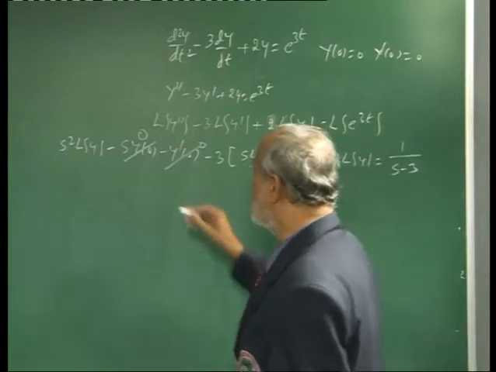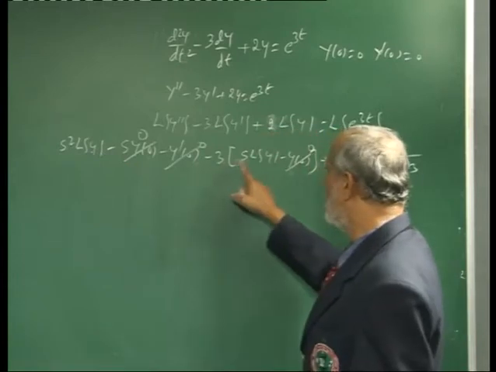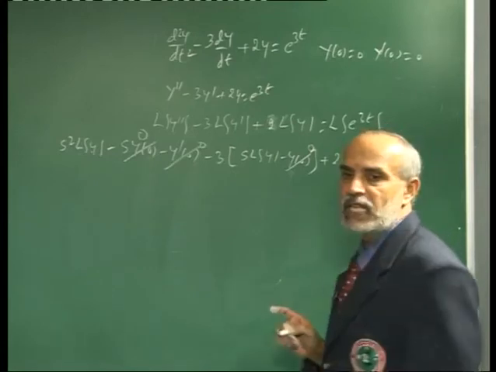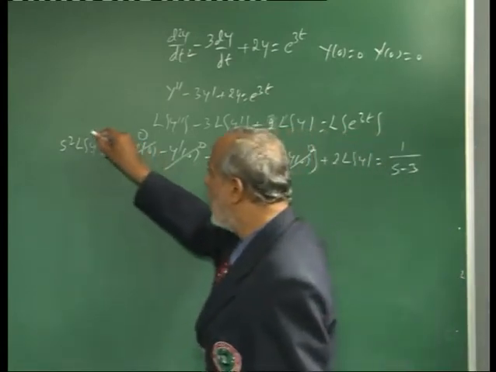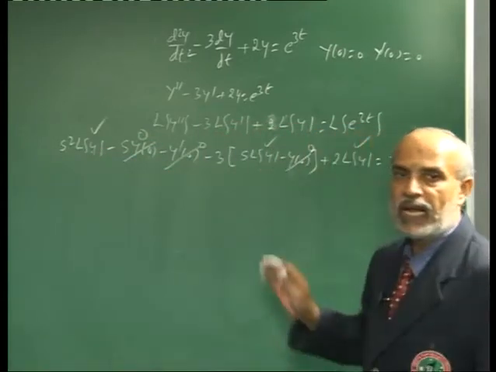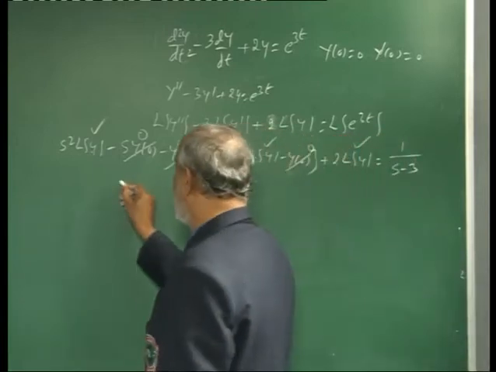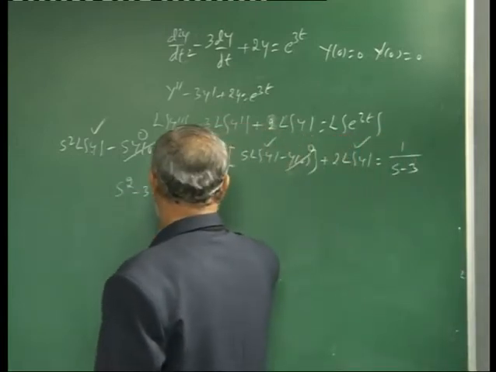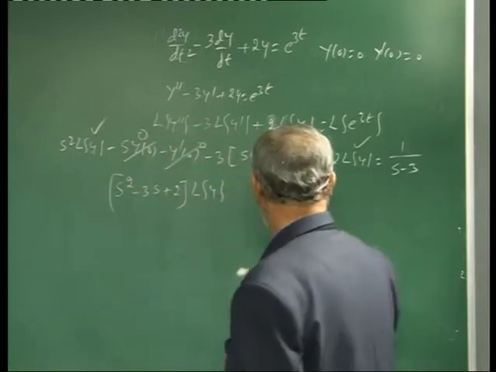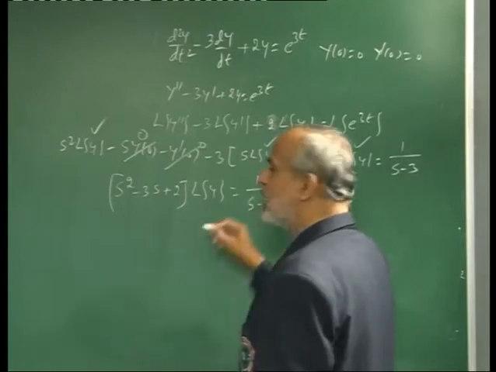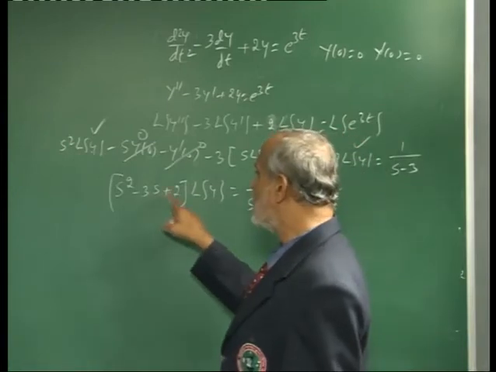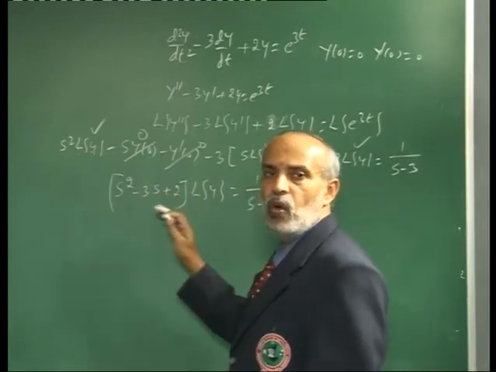Now what is the remaining term? s squared into L of y minus 3 into s into L of y plus 2 into L of y is equal to 1 divided by s minus 3. Now all the terms contain L of y, so you can take L of y common. The remaining term is s squared minus 3s plus 2 into L of y, equal to the RHS, 1 divided by s minus 3.